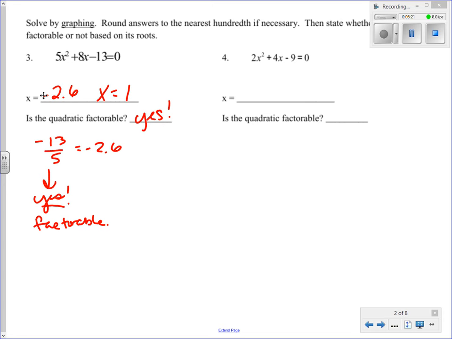Okay, same process for number 4. Here's your steps if you need those for the calculator. You're going to go to y equals. You're going to enter your equation.